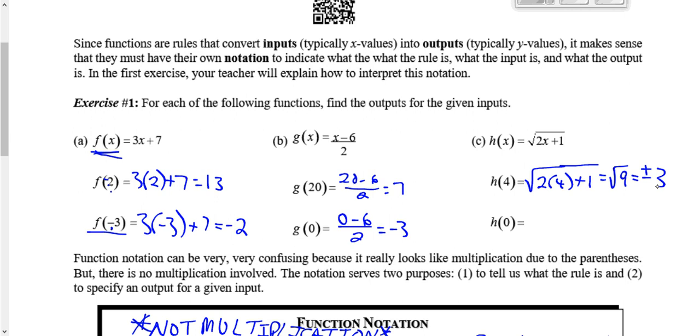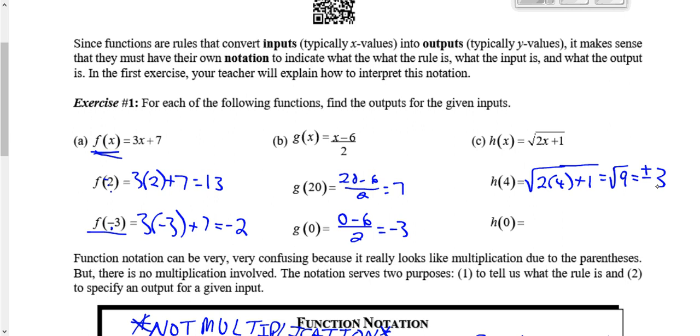A lot of times we're only going to consider the positive square root. But just so you know, whenever you take a square root, there are 2 possible answers: the positive and negative of the number, because when you square the negative version, it becomes positive as well.